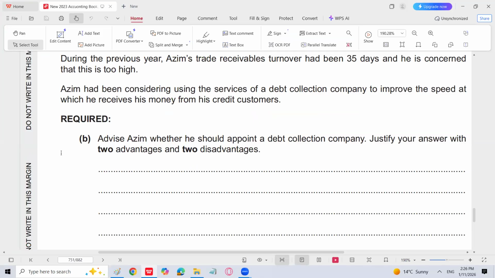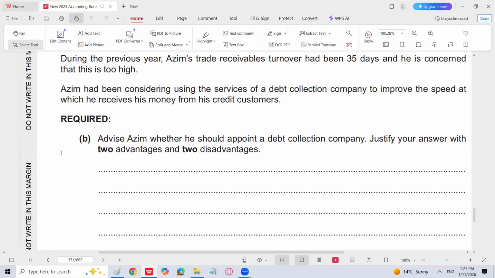I believe that he should appoint a debt collection company, because definitely he has to pay some amount to them, but he will be able to collect the amount from the trade receivables quickly. The second reason is that the trade receivable turnover ratio has increased this year. He's taking 5 more days, right? So it is getting more problematic for him. Then it might be possible that with a debt collection company, because they are obviously skilled in this regard, the bad debts, that is irrecoverable debts, will also decrease.